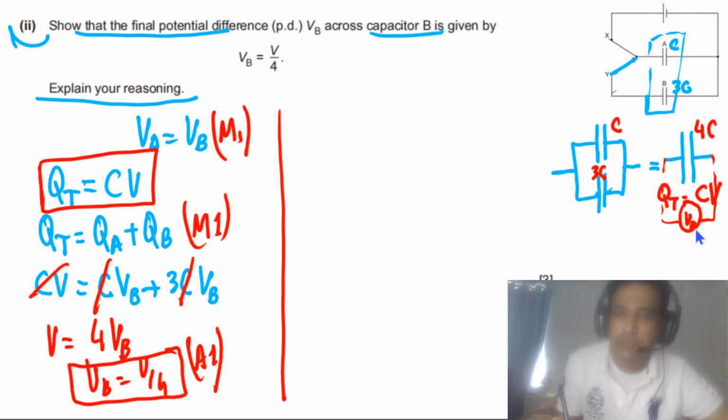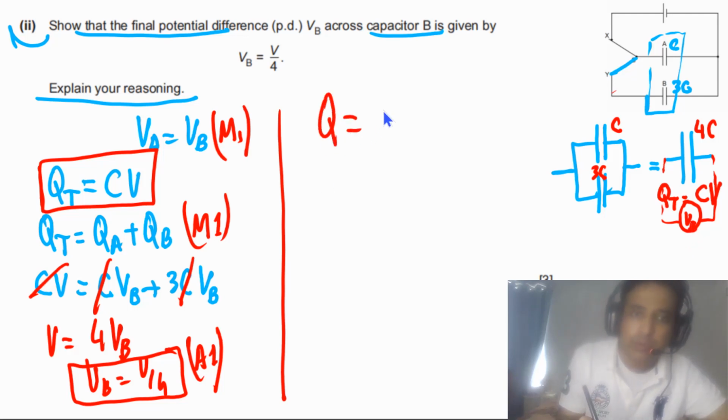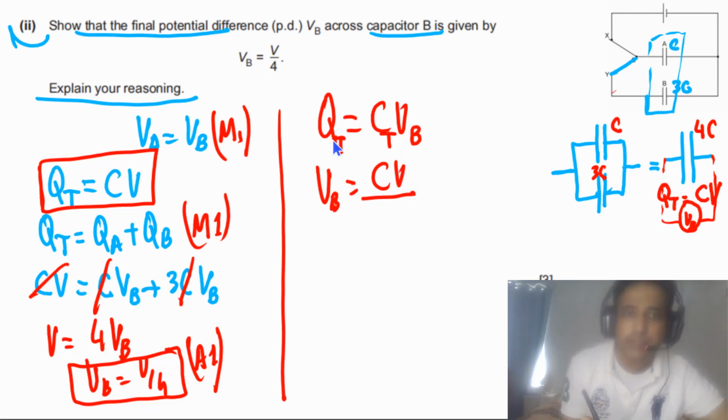So we have said this V is VB. So we can simply say Q is equal to CV, means the Q total has to be equal to the C total times VB. So VB from here we can find out: this is equal to Q total, and Q total is equal to CV, divided by C total. So here we have C total.